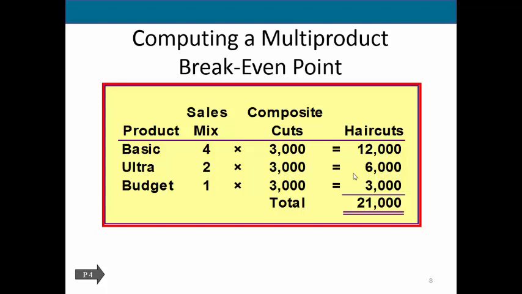So this tells us in order to break even, we need to have a total of 21,000 haircuts. And this is the breakout of how they will be: 12,000 of the basic, 6,000 of the ultra, 3,000 of the budget.